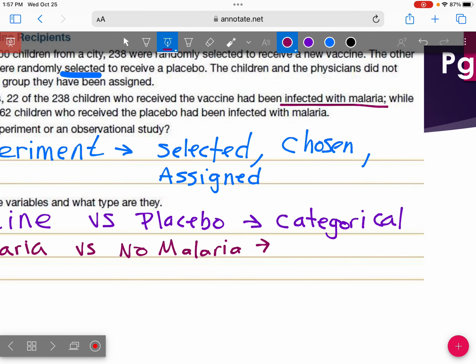And again, is that going to be categorical or quantitative? Is that a sliding scale, or is that a yes or no? That's going to be categorical. Because again, it's yes or no. It's not, well, they half got malaria. They kind of got it. They got a little bit of it. No one gets a little bit of malaria. You get it or you don't get it. You test positive for it or you don't test positive for it.